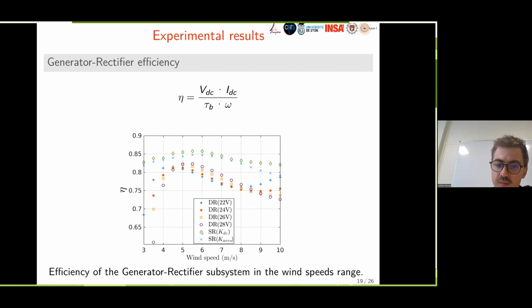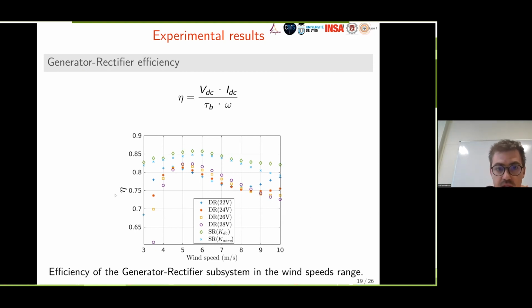As for the electronic rectifier, the active, synchronous rectifier, it's the blue and green points over there, and they are systematically higher than for the passive rectifier. Which means that we have a better efficiency for all the wind speeds with the synchronous rectification.